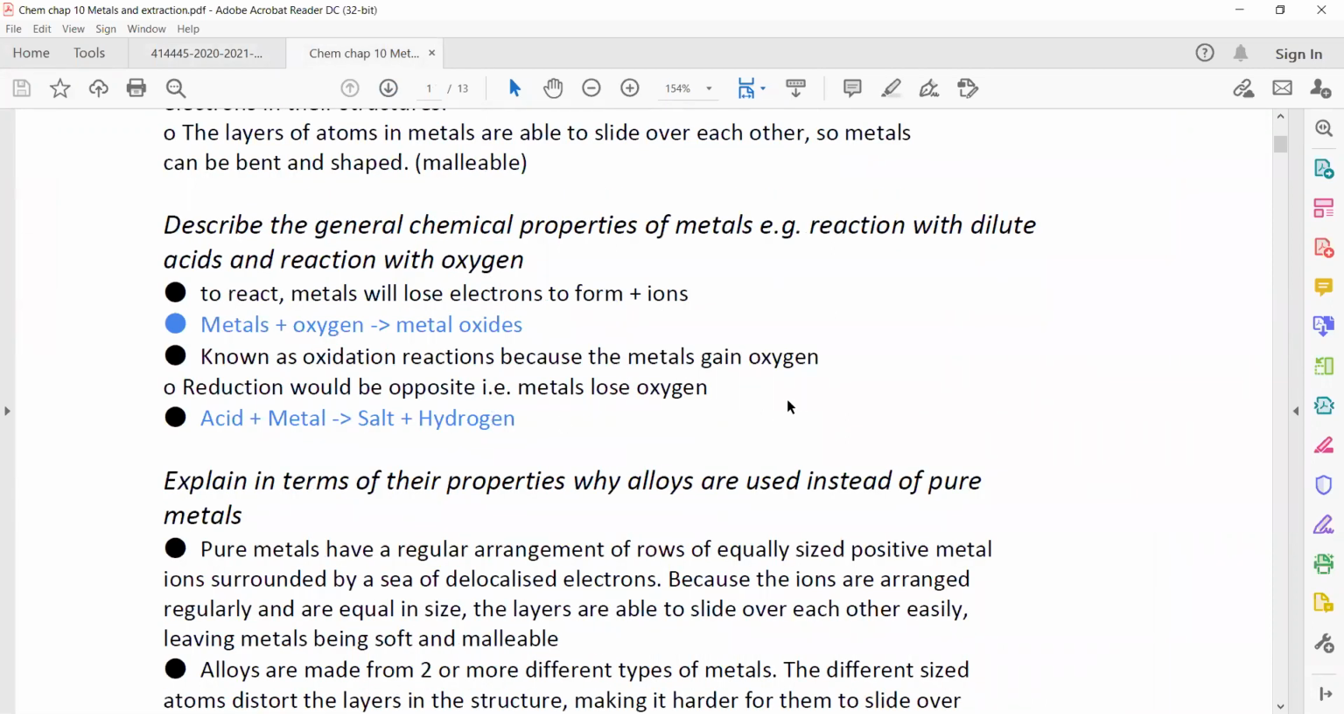And when metal react with oxygen, it will form metal oxide. If it is group 1, 2 or 3 oxide, it will be a white solid. If it is a transition element is there, then it will be a colored metal oxide.